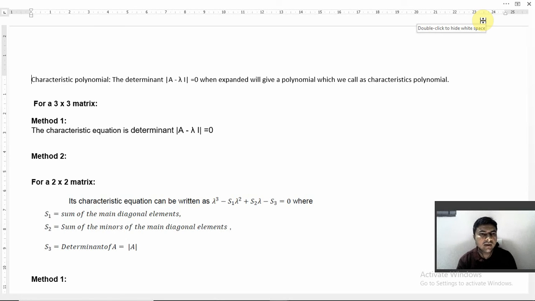Here we take 3 cross 3 matrix or 2 cross 2 matrix. The characteristic equation is always determined by mod of A minus lambda I is equal to 0. And then we first take its characteristic equation, which can be written as lambda cube minus s1 lambda square plus s2 lambda minus s3 is equal to 0, where s1 is the sum of the diagonal elements, s2 is the sum of the minors of the diagonal elements, and s3 is the determinant of A, which is equal to mod of A.